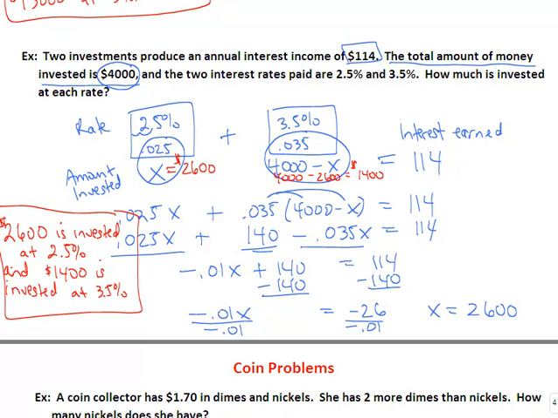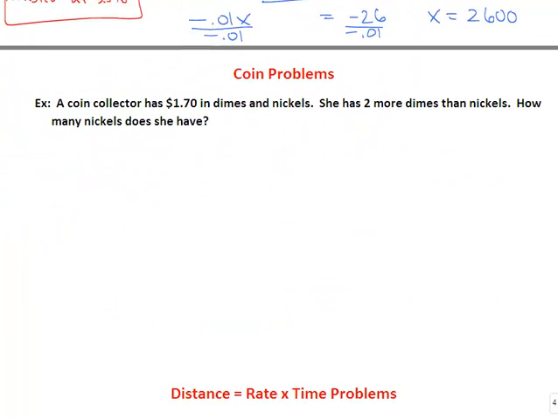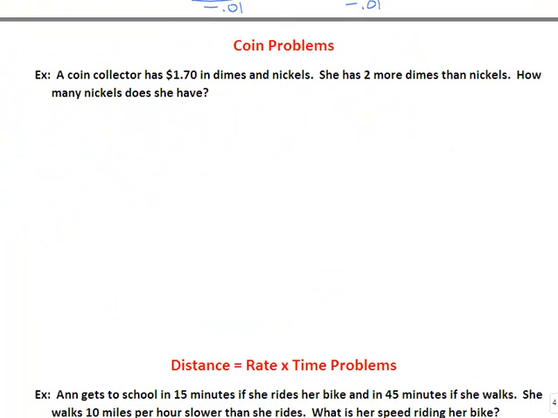Okay, so we've got original salary problems, we've got mixture problems, we've got interest rate problems. The next type of problem we're going to talk about are coin problems. These are pretty famous. You see these quite often in all math textbooks. So let's try one out. What we have here is a coin collector who has $1.70 in dimes and nickels. She has 2 more dimes than nickels. How many nickels does she have?